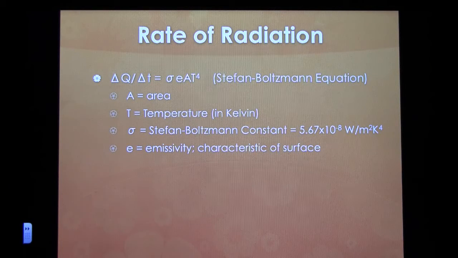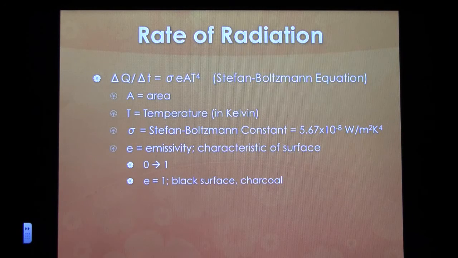And finally, E stands for the emissivity, which is a characteristic of the material surface. The emissivity value ranges from 0 to 1. A high emissivity of 1, or near 1, means that heat is radiated very well, which takes place with black surfaces such as charcoal or a cast iron wood stove. A low emissivity, near 0, means that heat is not radiated very well. Surfaces such as metals have low emissivity and do not radiate heat well.